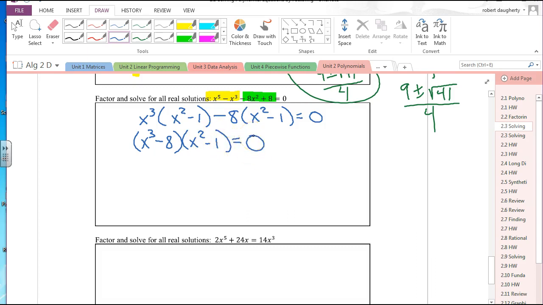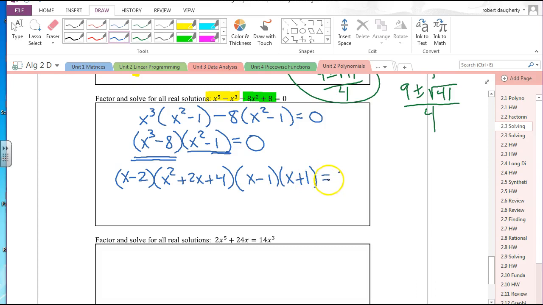You should have bells going off in your head, because the first term is a difference of cubes and the second term is a difference of squares. So to factor the first term, that is x minus 2, using my formula for factoring the difference of cubes. So that's the first term factored. The next one is just x minus 1, x plus 1. So all of that is equal to 0. When I set these factors equal to 0, those are my real solutions.